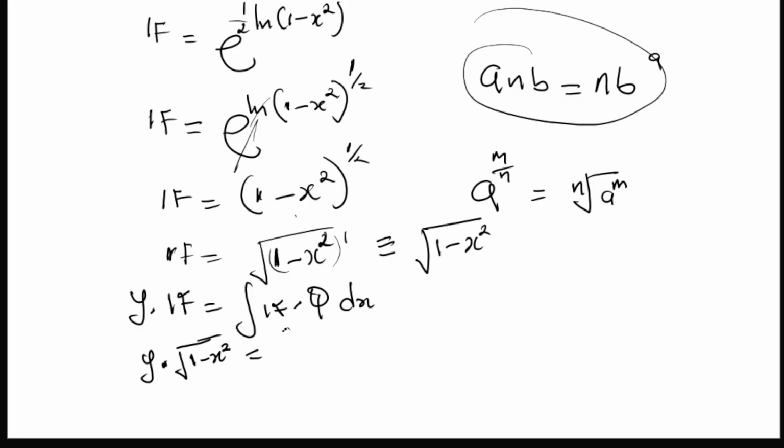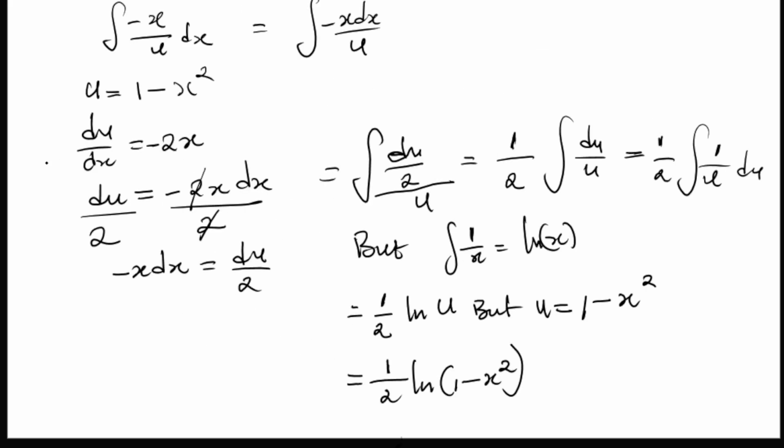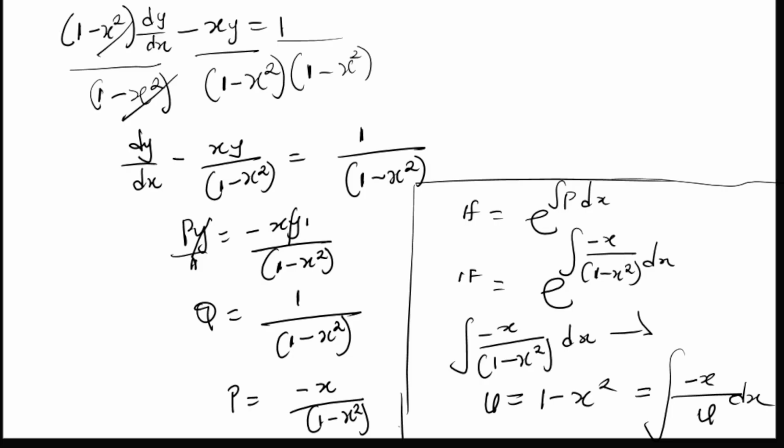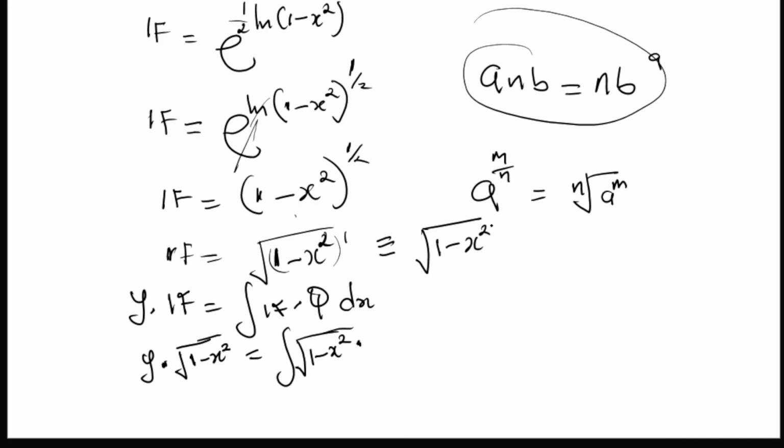And this will be equal to the integral of, what's your IF? Your IF here will be 1 minus x squared, multiplied by what's your Q? Let's go back to our question. We already found our Q, and we said our Q was equal to 1 over 1 minus x squared. So your Q here will be multiplied by 1 over 1 minus x squared, multiplied by dx.